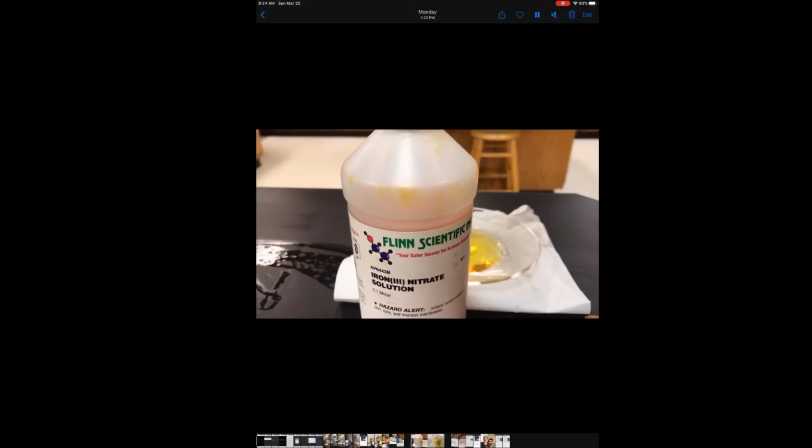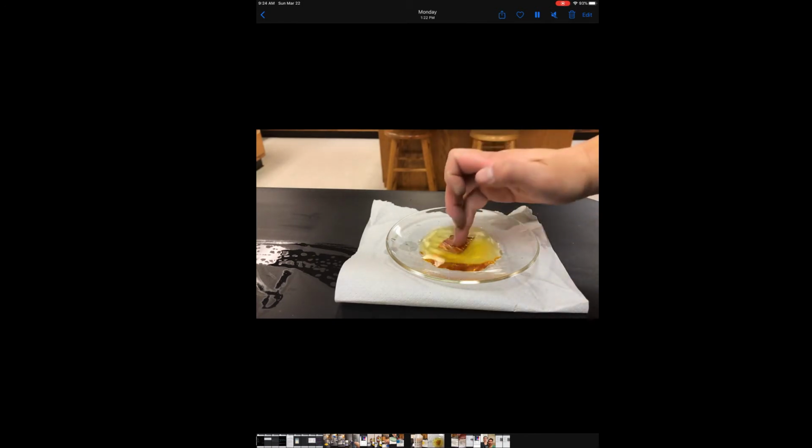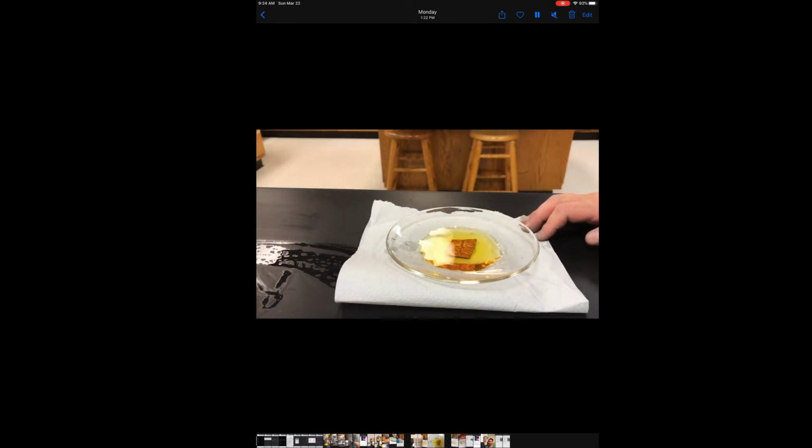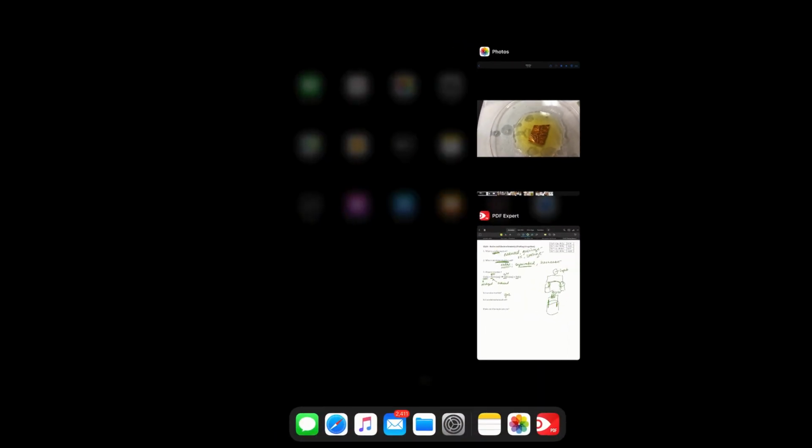So here, we've got our iron(III) solution, and we've got our piece of copper, which I have put into the solution, and they are hanging out. What do we observe? Correct, your observation is correct. Nothing. We observe nothing. All right, let's talk about that.